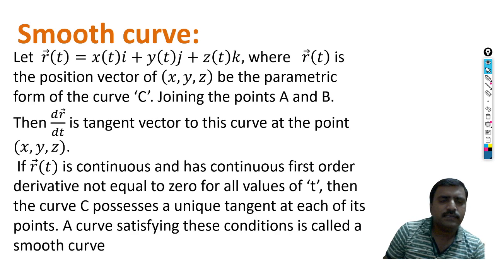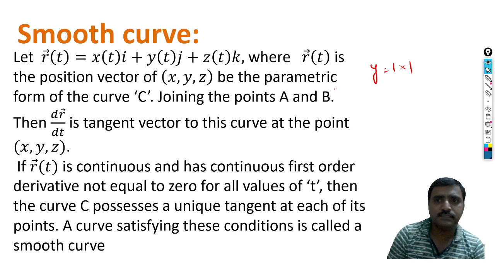In another sense, a curve is said to be smooth if it is possible to draw a tangent at all the points. For example, y is equal to mod x is a curve. It is continuous at 0, but it is not differentiable at 0, because if you draw this curve, at 0 it is not possible to draw a tangent. At the origin it is not possible to draw a tangent. That means the curve is not smooth at x equal to 0.